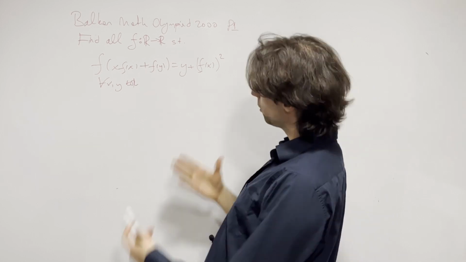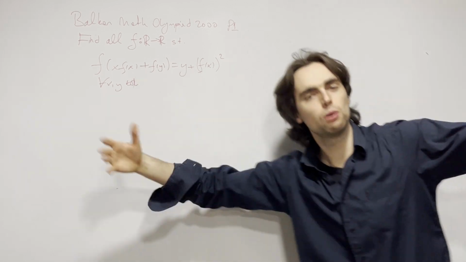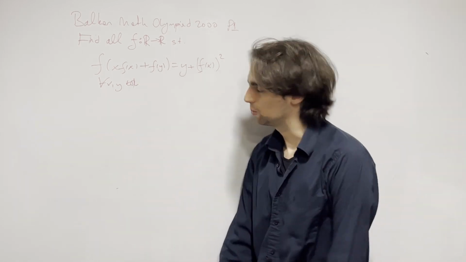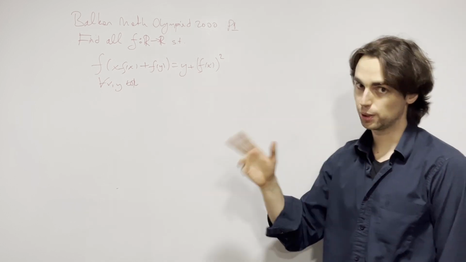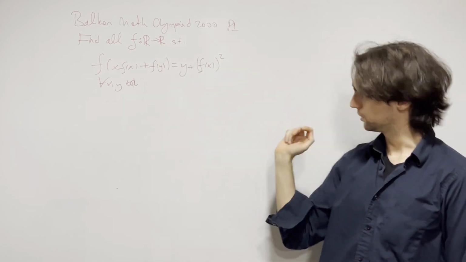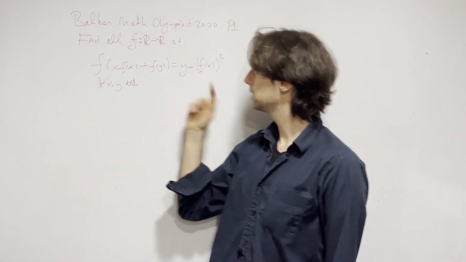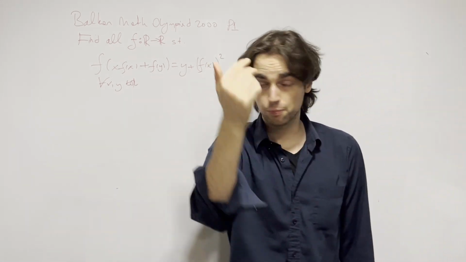What do we have? Find functions such that this is true. What do we do in such functions? Well, one thing is you can just plug stuff in, see what happens. It's from R to R. Let's plug in a 0, see what the 0 gives us. And that's one way to go about it.